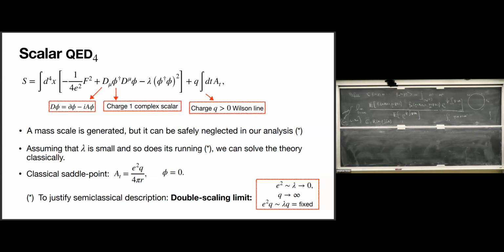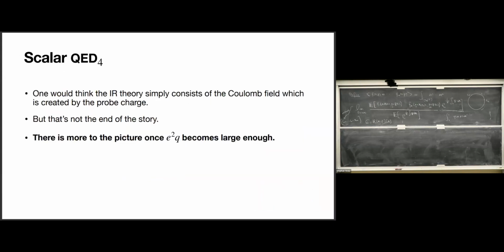It's just a Coulomb gauge field, like we were taught in classical mechanics 2 of undergrads. So that's a very naive solution. It makes sense. And one would therefore naively think that the infrared theory simply consists of a Coulomb gauge field that is created by the probe particle, and that's the end of the story. But it turns out that that's not the end of the story. And there is more to this picture once e squared Q becomes large enough.